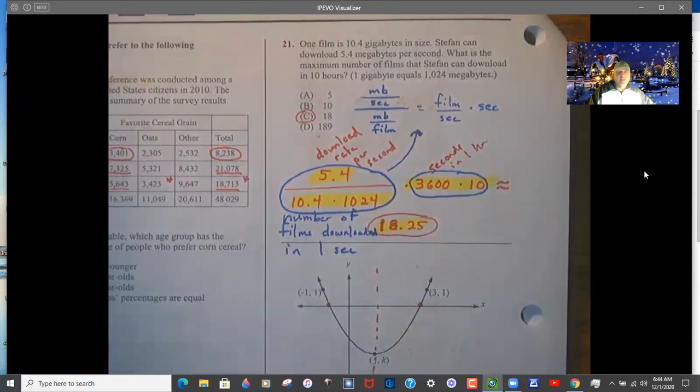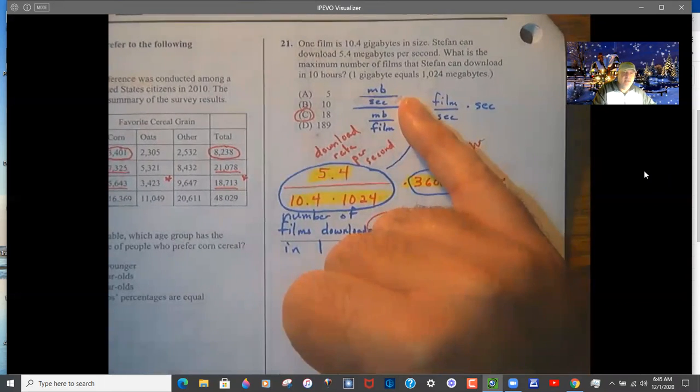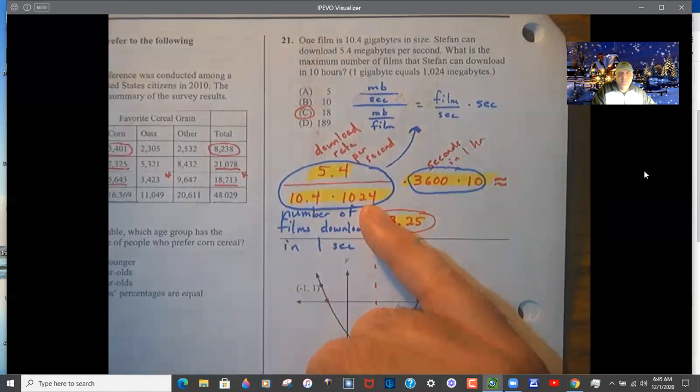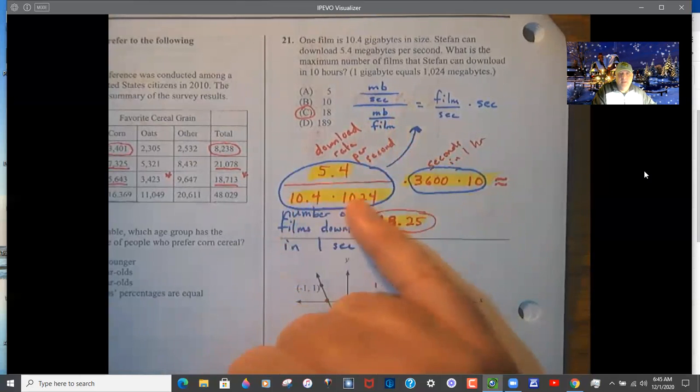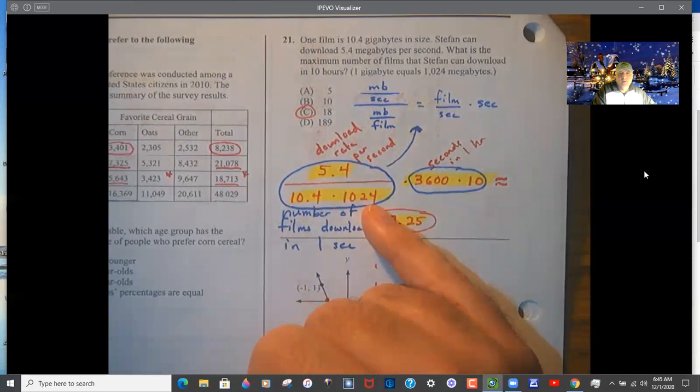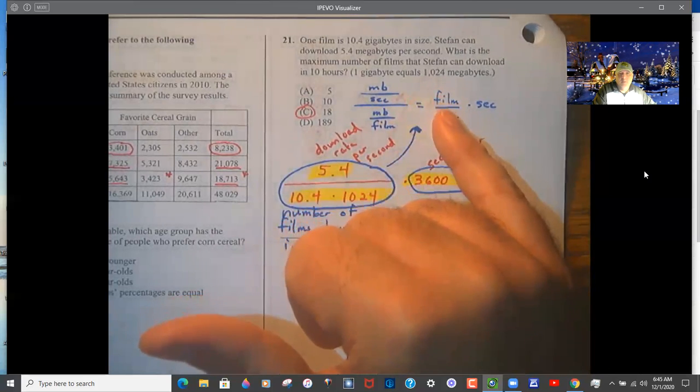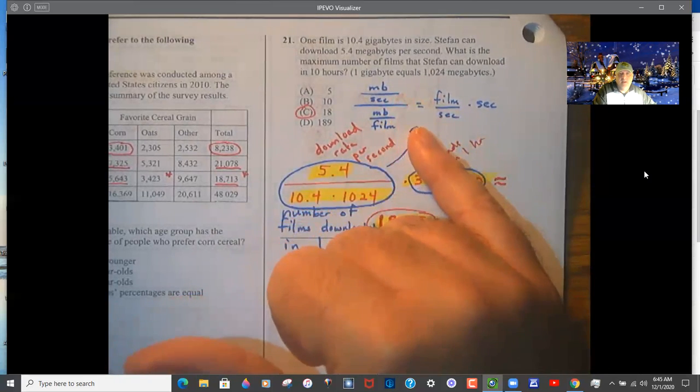Problem 21 is a challenging problem because we have this set of rates to deal with again. To get it to work out, you have to look at the units. You have megabytes per second in the numerator, that's the 5.4, and then megabytes per film, that's when you do the 10.4 times 1024. That's the megabytes per film. That reduces to films per second when you flip this and multiply.